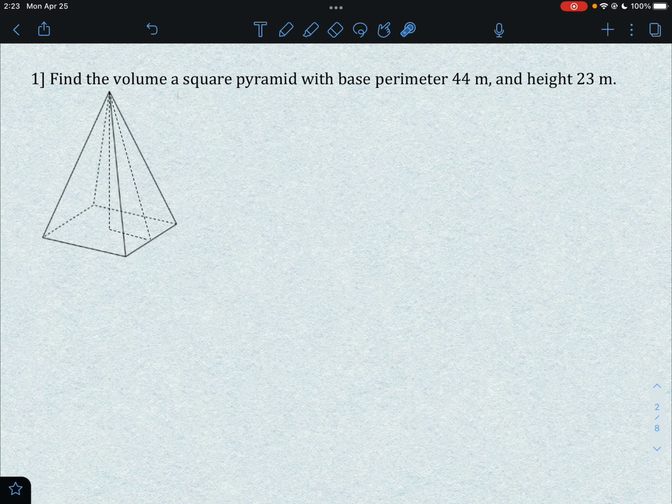Find the volume of a square pyramid whose base perimeter is 44 and height is 23. So the height is 23. The base perimeter is 44, so the perimeter here is 44. There's 4 sides. It's a square. Each one must be 11. So our volume formula is BH over 3. And we know everything we need for this one.